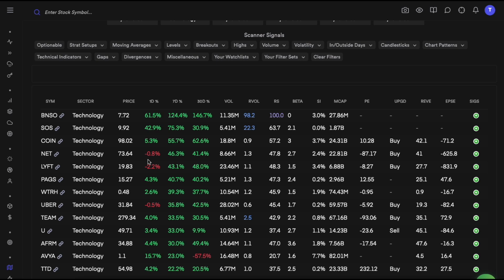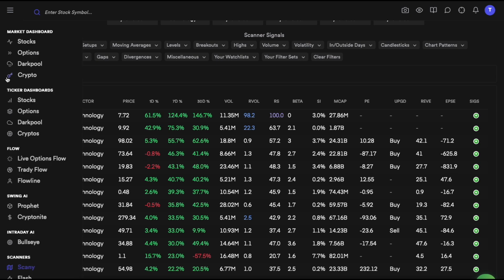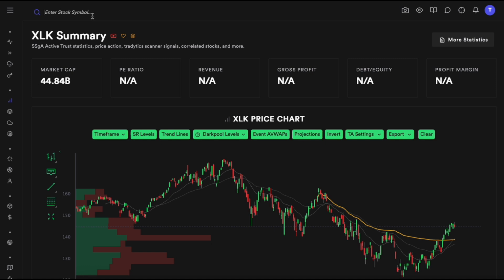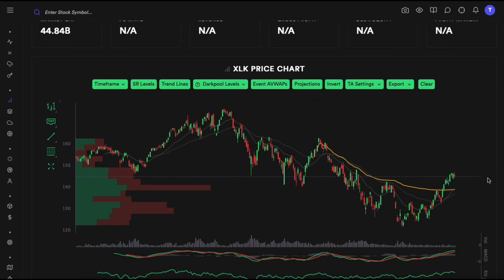You can look at their options flow, you can do a bunch of stuff, or you can do a lot of due diligence here, once you have a candidate set of stocks that you want to look at. And that's just a very basic way of using sector rotations. Let's actually look at something like Coin and Net. So let's go to our stocks dashboard.